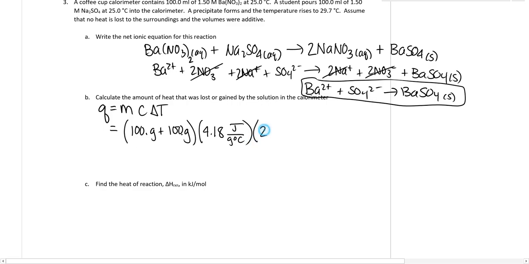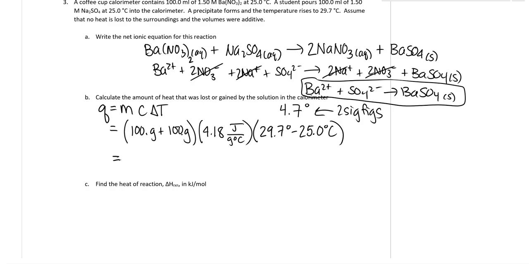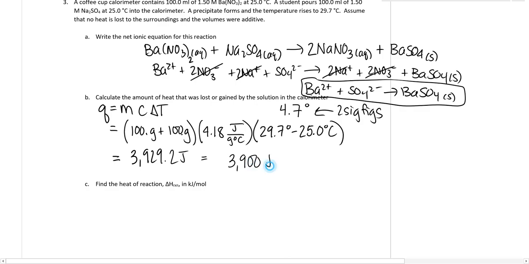And then the temperature change, the final temperature is 29.7. The initial temperature is 25.0. I think it's helpful to write down somewhere what this actually is so you can think about sig figs. So 29.7 minus 25.0, if I'm doing this in my head right, is 4.7 degrees. So notice there's only 2 sig figs in this problem. So if we put this together, it's 4.7 times 4.18 times 200. You end up getting 3,929.2 joules. But I want to round that to 2 sig figs, so that's 3,900 joules.